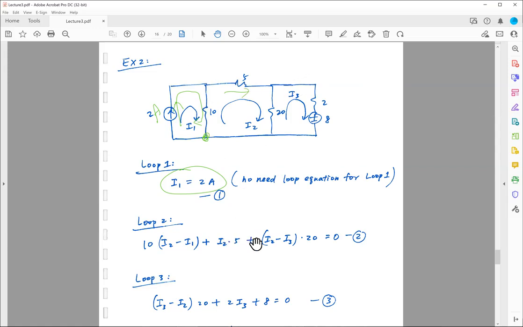So I2 times 5 plus, again, this 20 ohm resistor is common to both the I2 and I3 loops. So I need to find the net current flow, that is I2 minus I3 times 20. Sum all of this to 0. I have 3 terms because I have 3 elements, 1, 2, and 3.